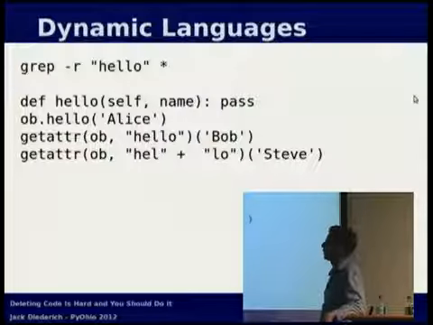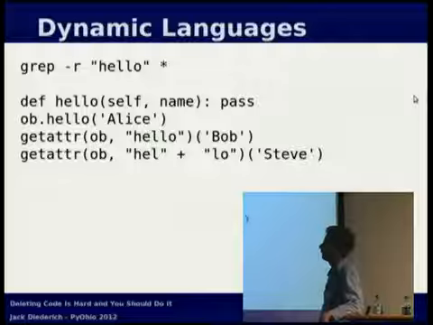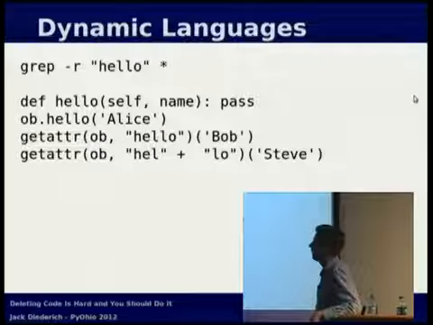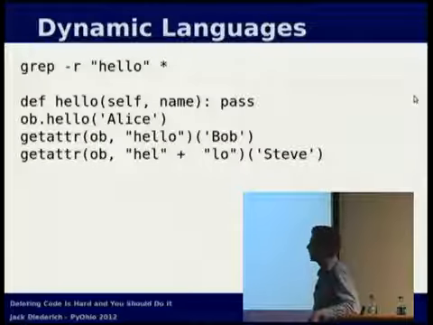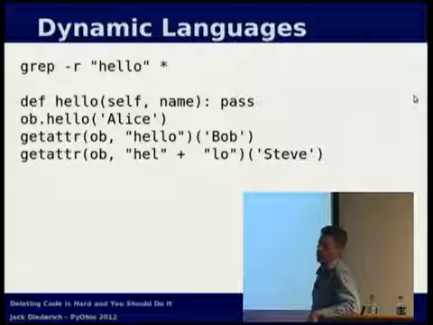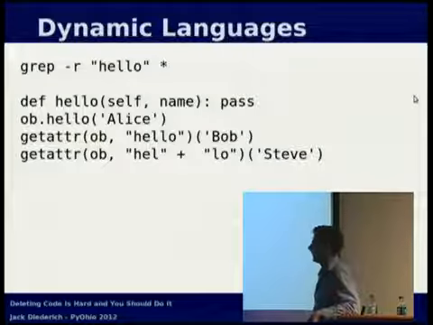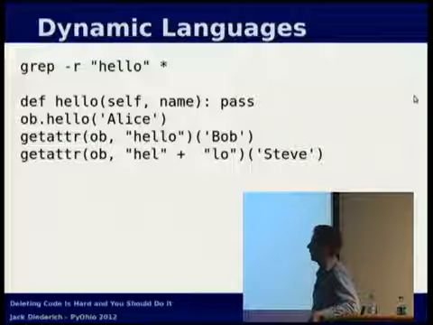So it's looking for the attribute hello on ob and calling it with bob. That one will probably also show up in a grep. Then the last one is where things start to go awry. So it is getting the attribute hello off object bob, but you can't grep for it.